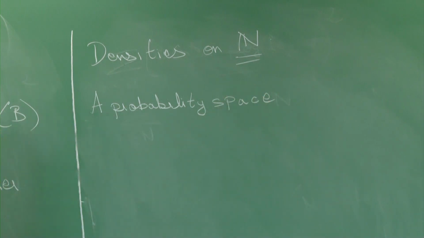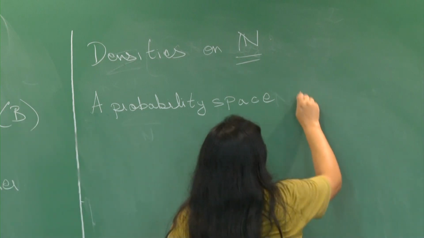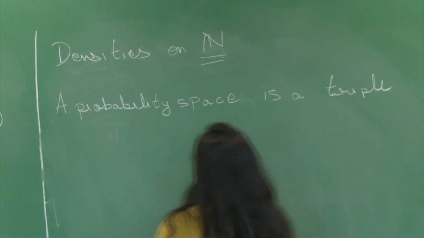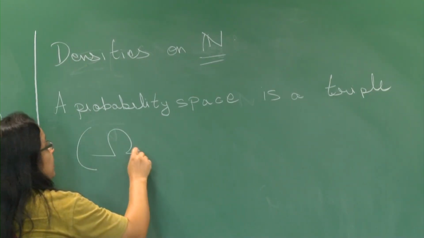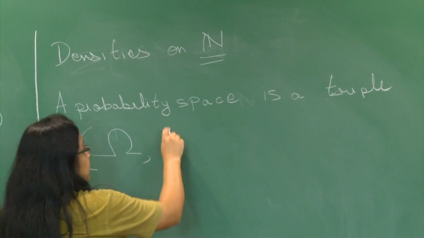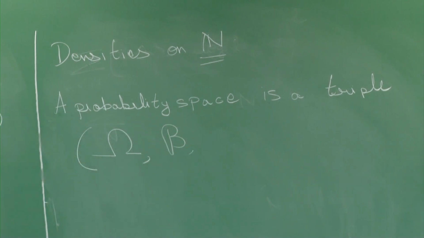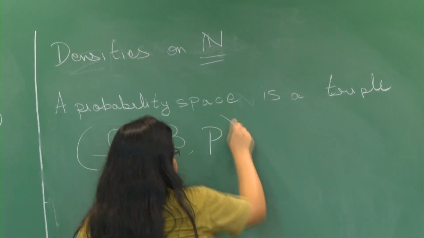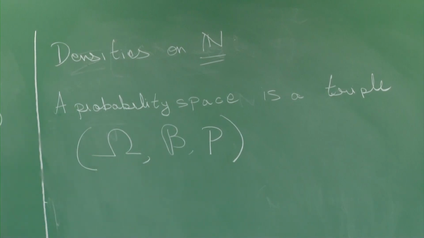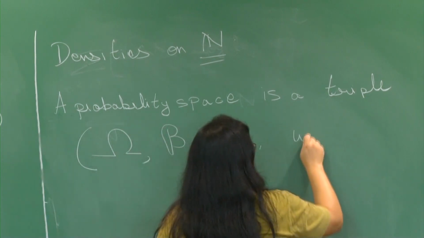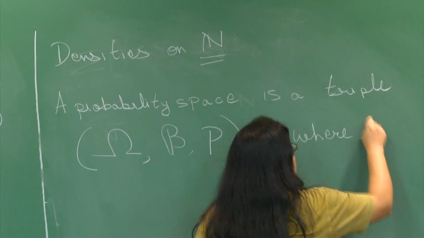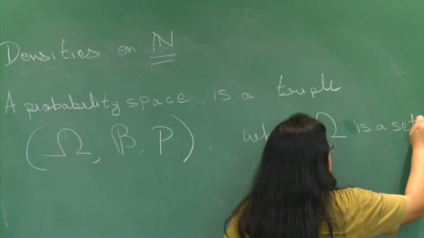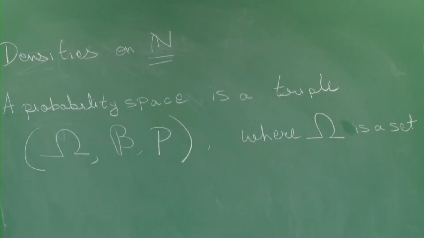It consists of the following information. It is a triple omega, and a sigma algebra B and a function P. I will tell you what each of these is referring to, where omega is some set, or you may call it some space.